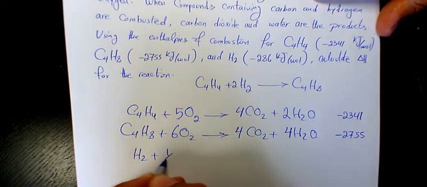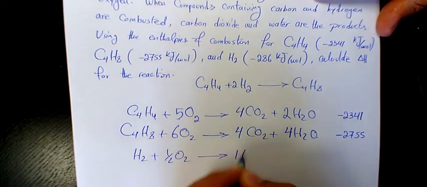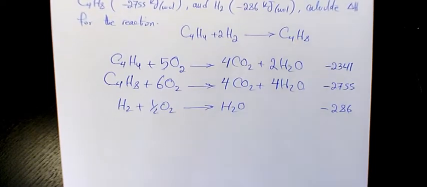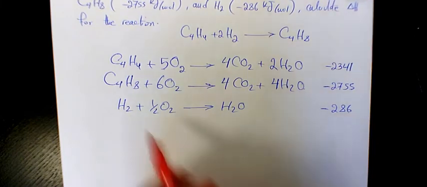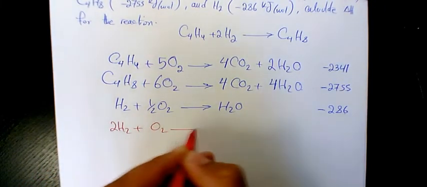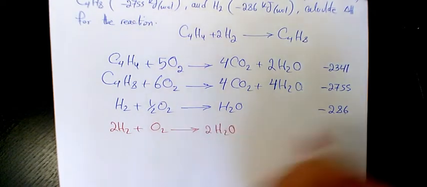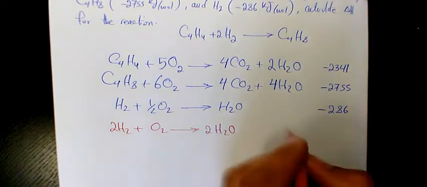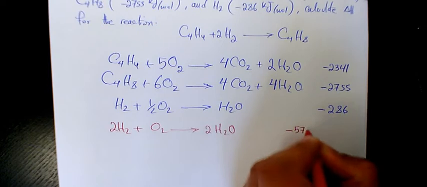H2 plus half of O2 is going to be H2O, which is negative 286. Now if I multiply the third reaction by 2, so it's going to be 2H2 plus O2 gives us 2H2O, and this number times 2, 286 times 2 is going to be negative 572.